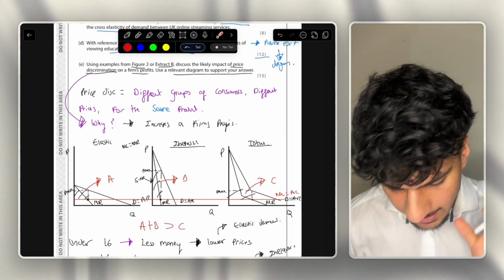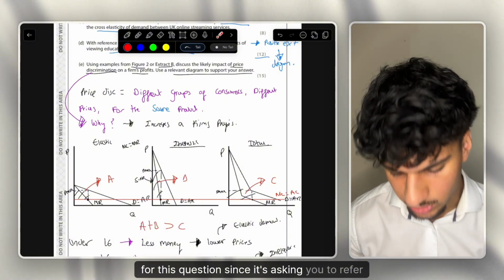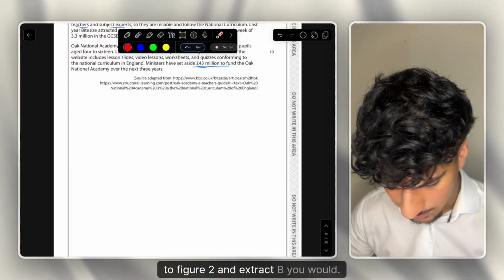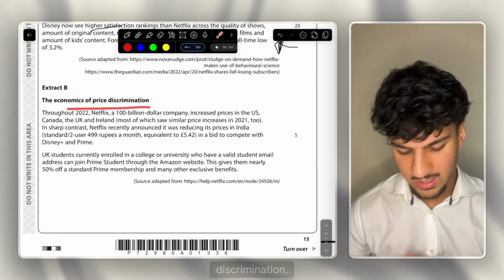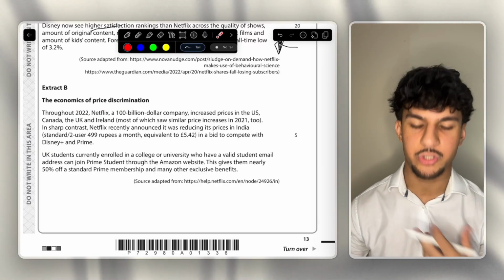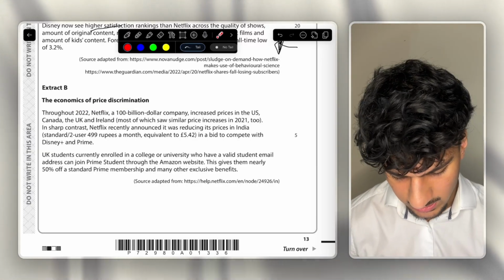But yeah, of course, for this question, since it's asking you to refer to figure 2 and extract B, let's have a read of extract B, which is to do with price discrimination. Instead of using the train tickets example, you would just use Netflix here.